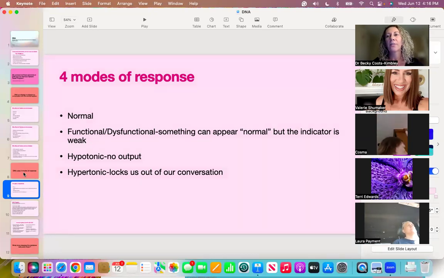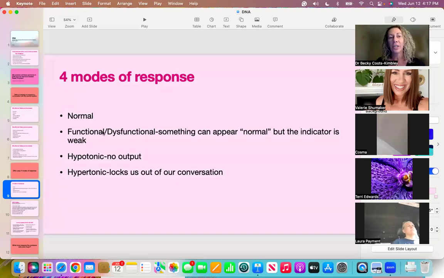We also have hypertonic. So if we think of a barometer, that barometer is dialed all the way up, and now the noise is high. The immune system, the nervous system is all in fight or flight. It's too much. Hypotonic or weak, now the barometer is dialed the other direction. Okay, so now there's not a lot of input.